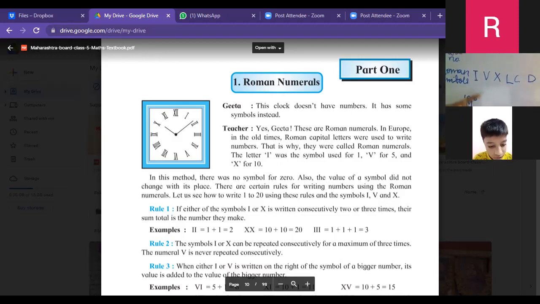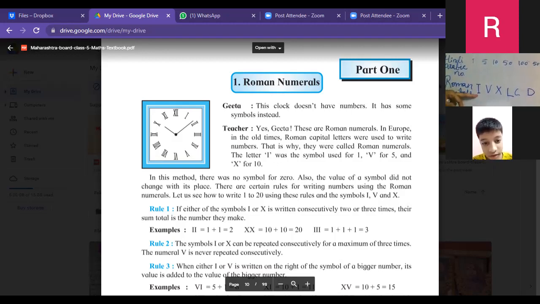Can you repeat this? For 1 we are writing. Sorry. Please show the camera higher up. Now, are you able to see this? Yes, teacher.